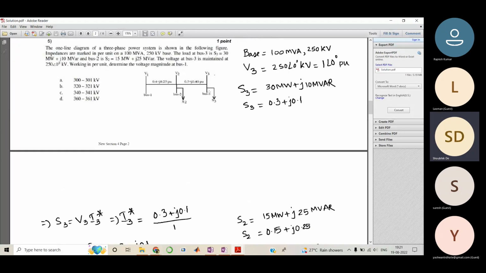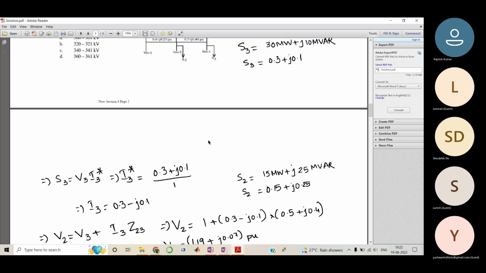Now, firstly, we have to go from right to left, right? Because we have all the known information at bus number 3, meaning we know the voltage at bus 3, which is 250 kV, and we also know the power being drawn, so the total apparent power, which is 0.3 plus j0.1 per unit. Now using this formula, S3 equals V3 into I star. I star is basically the conjugate current, right? This is the formula if you know.